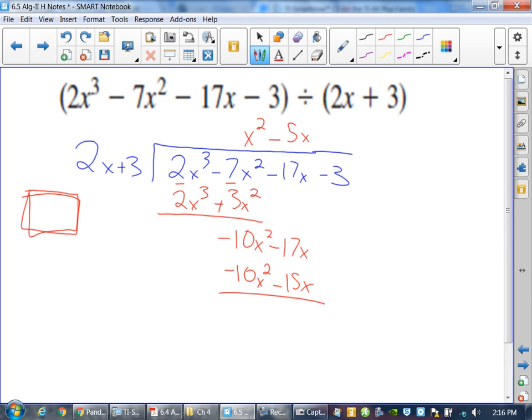And I subtract them again. Negative 10 minus negative 10 is 0. Negative 17 minus a negative 15 is? Wait, is it negative 10 minus negative 20? Negative 10 minus negative 10 is 0. It's the same as negative 10 plus 10. If you can't do this in your head, use your calculator.